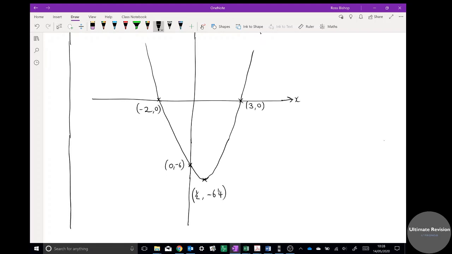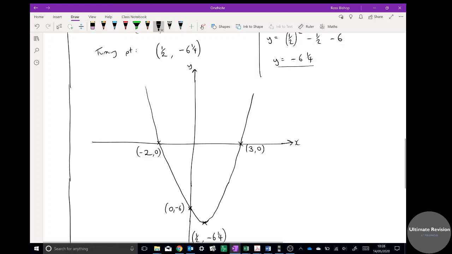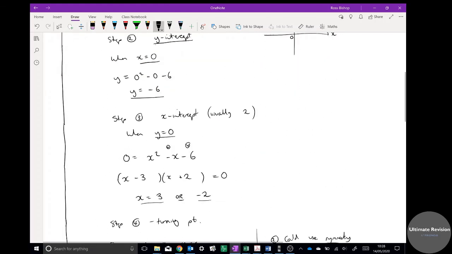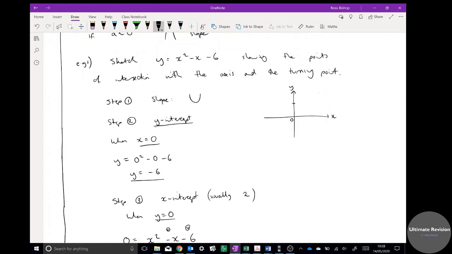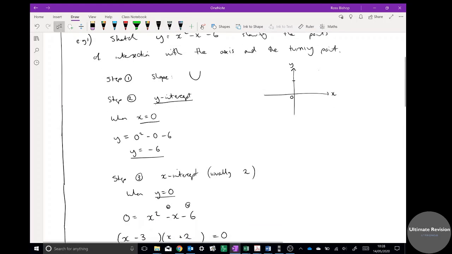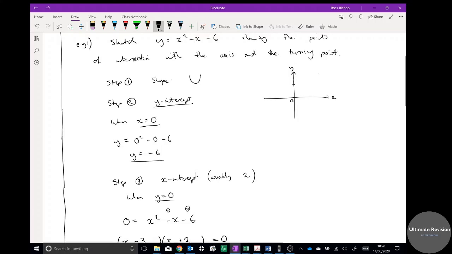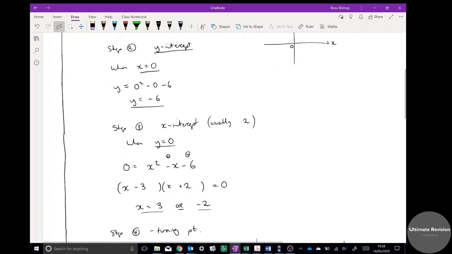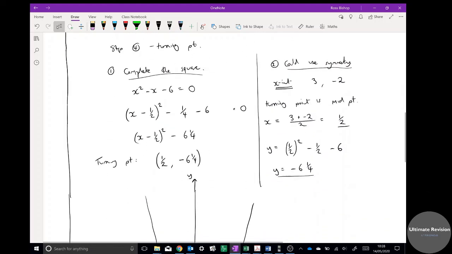Okay, that is it in terms of an example. Now just follow the steps. Please do go step 1 shape, step 2 y-intercept, because if it was a negative, you do exactly the same, but when you're joining the points, it's an upside down U shape if the shape was upside down. Y-intercept, x-intercept, turning point.